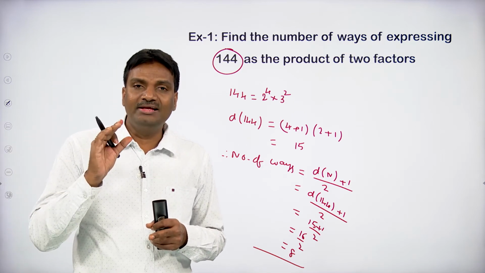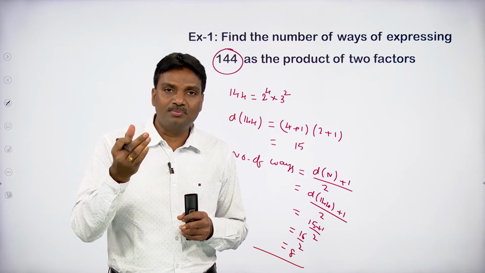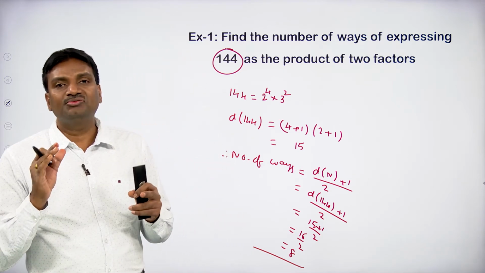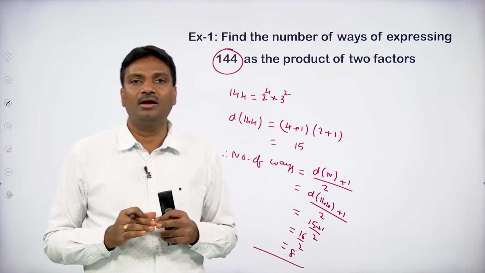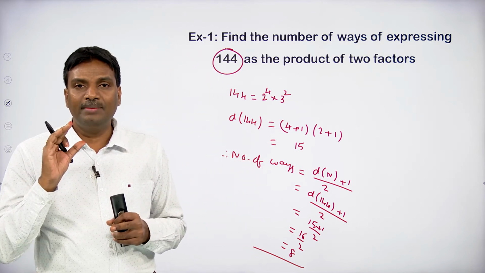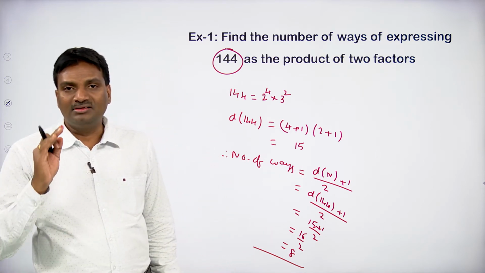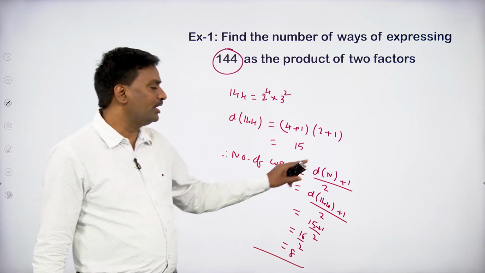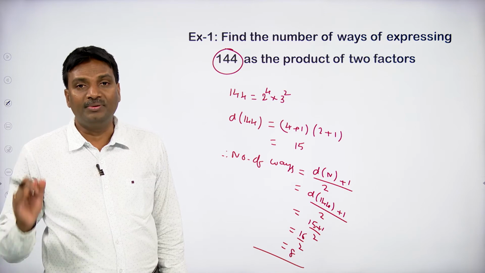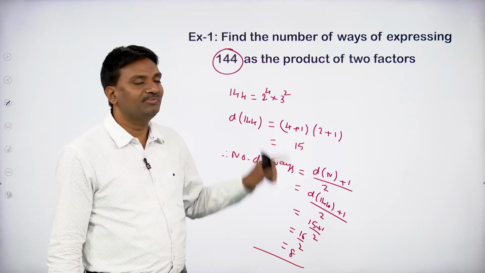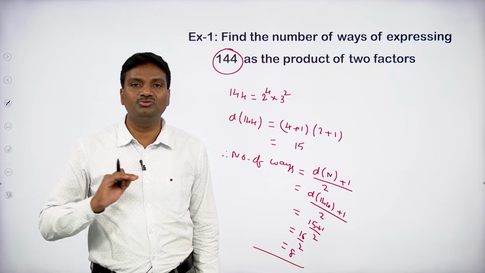So before finding the number of ways of expressing the given number as the product of two factors, first we have to check whether the given number is a perfect square or not. If the given number is a perfect square, then we can use the formula d of n plus 1 by 2. If the given number is not a perfect square, then we can use the formula d of n by 2. But before that, we have to express the given number in the form of p1 power alpha 1 into p2 power alpha 2 into so on.